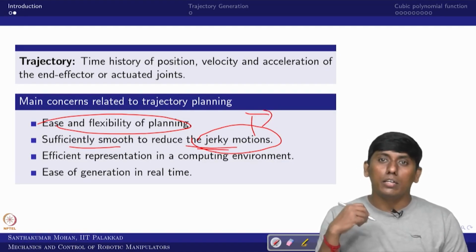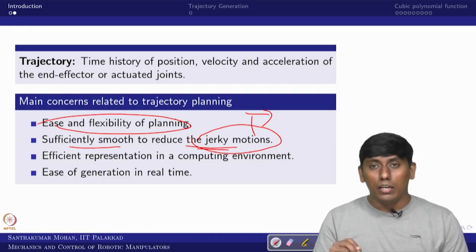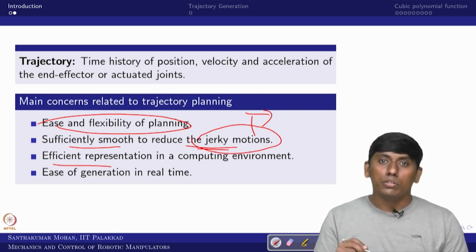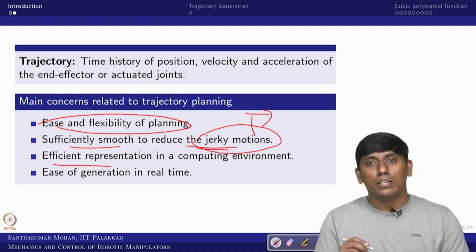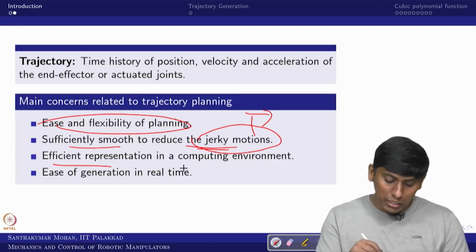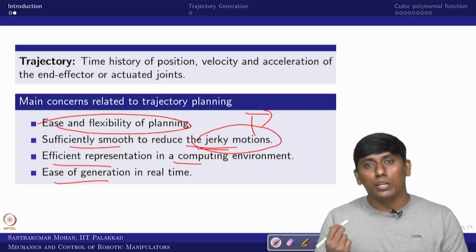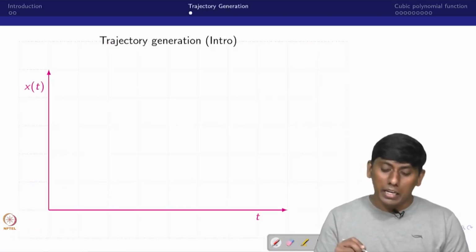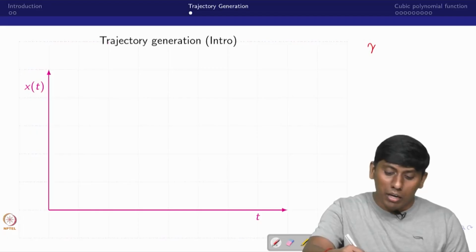Further, from a real time computational point of view, it should be efficient. The representation of the algorithm or the trajectory planner should be efficient, and it should be fast enough, in the sense the processing time for computing should be good. So that is what we said, ease of generation in real time, so that you can easily implement it at any point of time. That is the whole idea. So just to take that, what would be the easiest one? I have x of t, varying from x naught to xf, I am just saying.